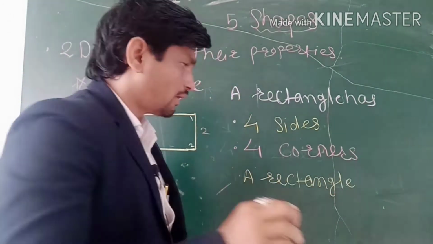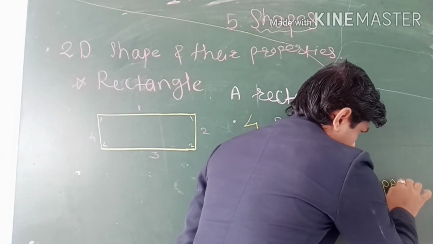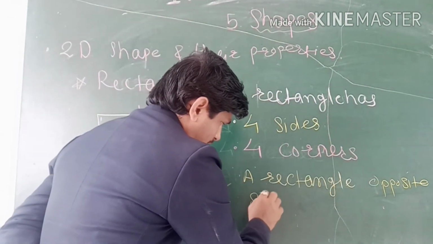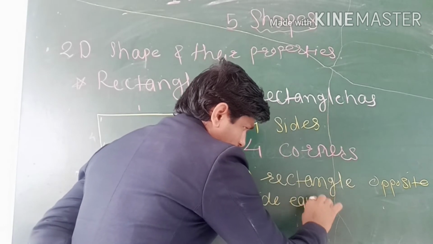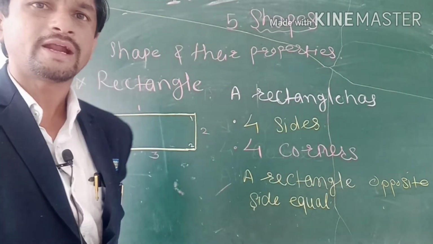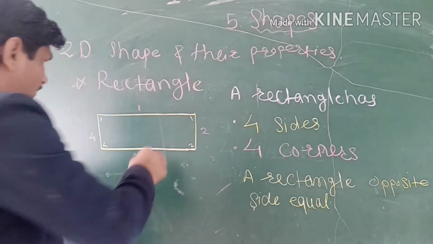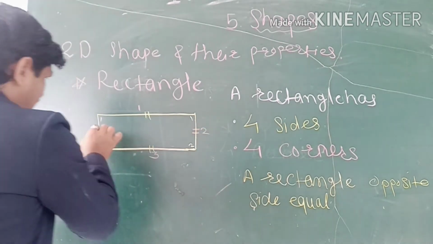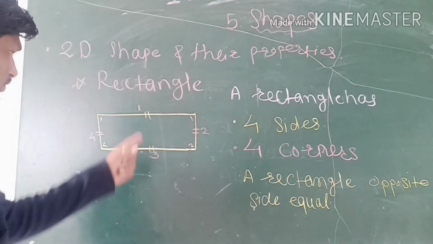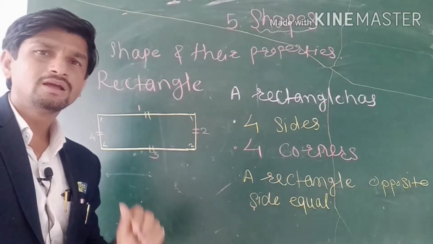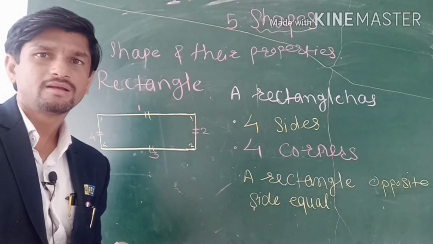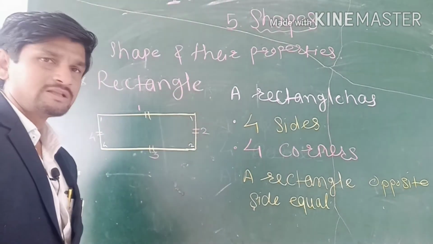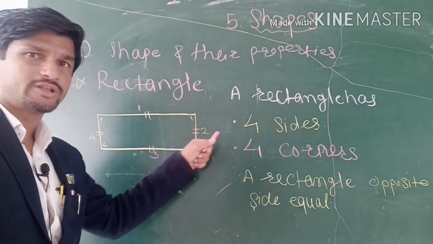opposite sides equal. What? Opposite sides are equal. कौन सी साइड इक्वल होती है रेक्टेंगल की? अपोजिट. See here in this diagram, this and this are equal, this and this are equal. So opposite sides are equal in a rectangle, but in a square all sides are equal. Now understood about this? What is in the rectangle? I hope you understood about this point.